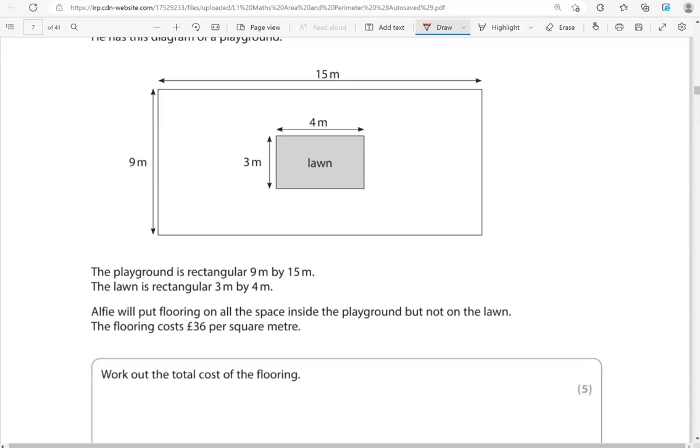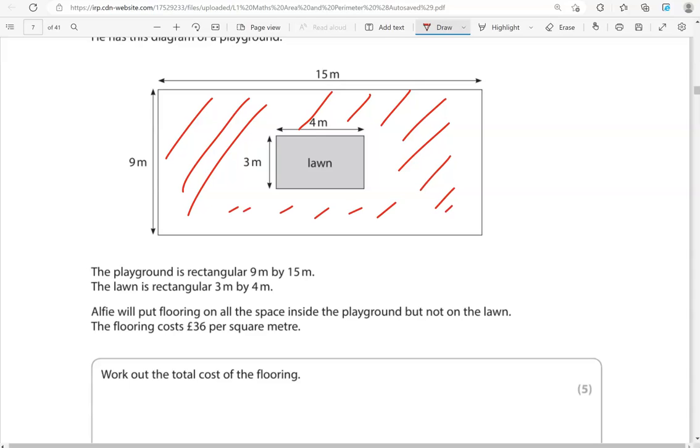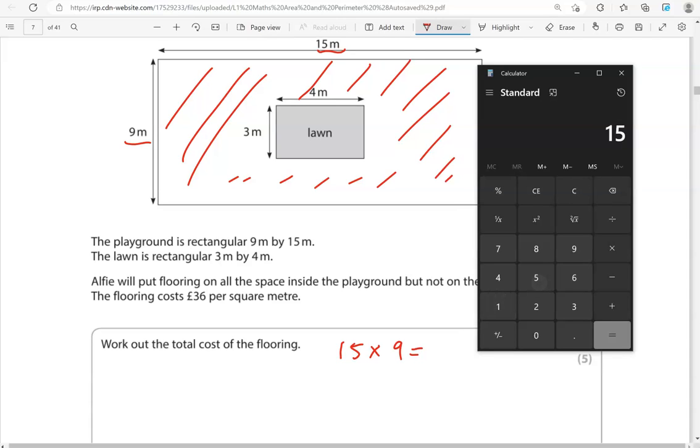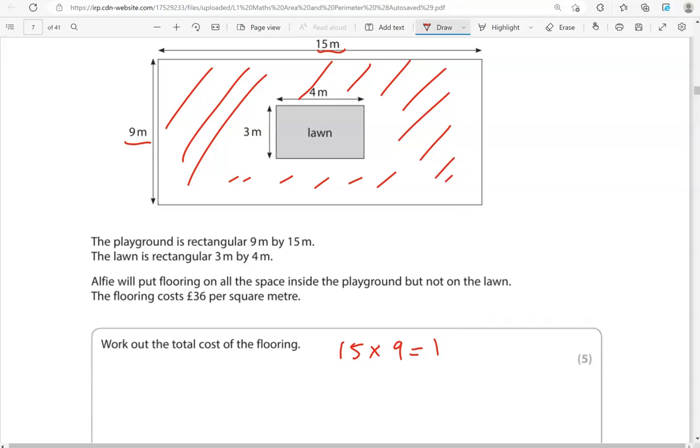So the flooring will go in this space, excluding the lawn. So what we're going to do to work out that area is work out the area of the big rectangle, which is the playground, and then take away the area of the lawn. So we're going to do 15 times 9 first. That's the dimensions of the playground. Which is 135 square meters.